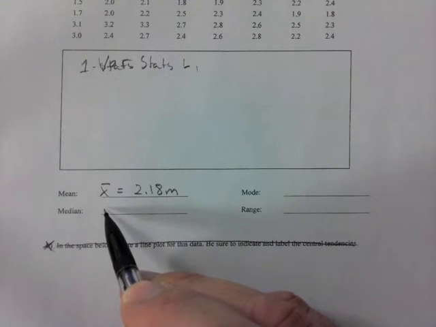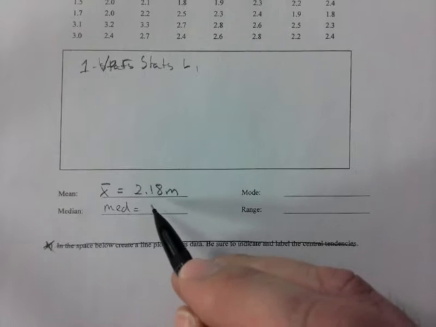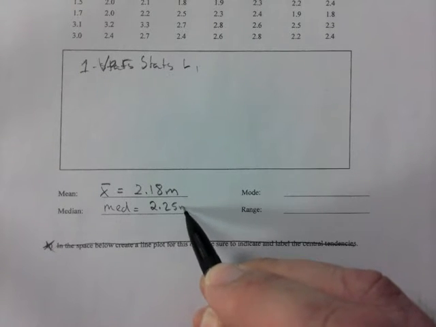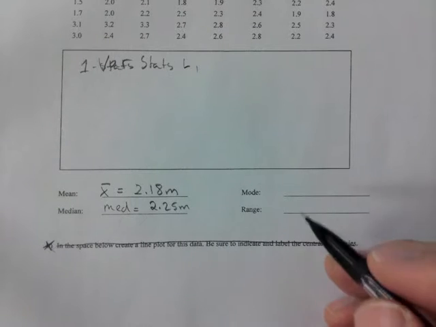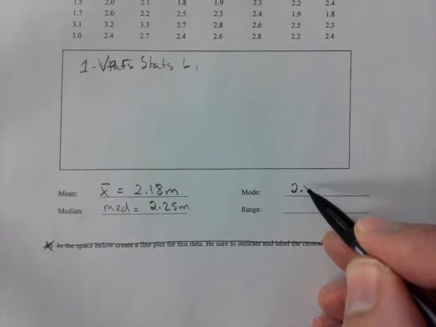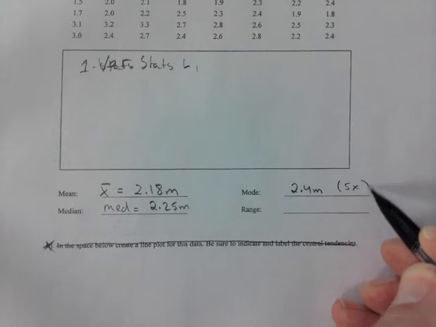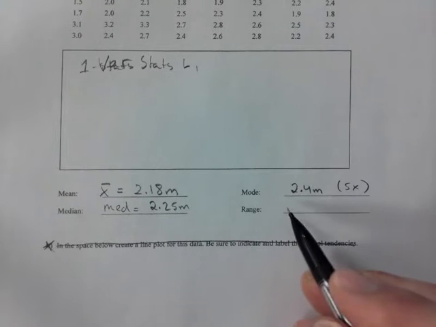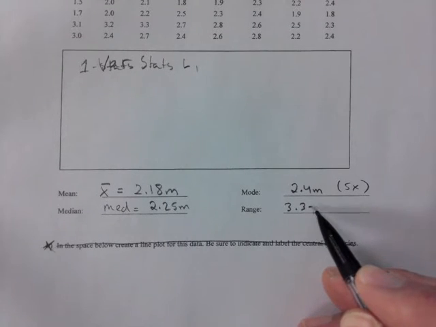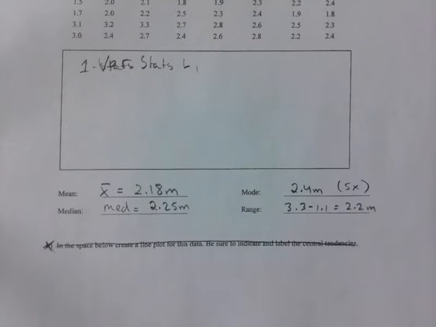The median would be 2.25 meters. And the mode is 2.4 meters. If you went through your sorted list, it shows up 5 times, right? And the range is 3.3 minus 1.1, so that's 2.2 meters is my range. So that's all I need to do.